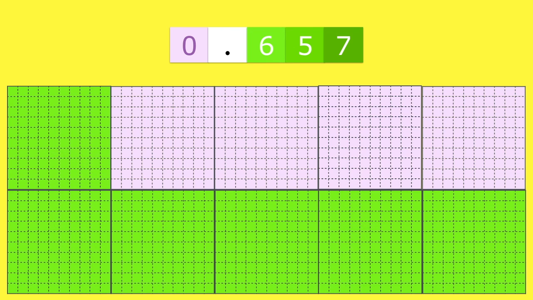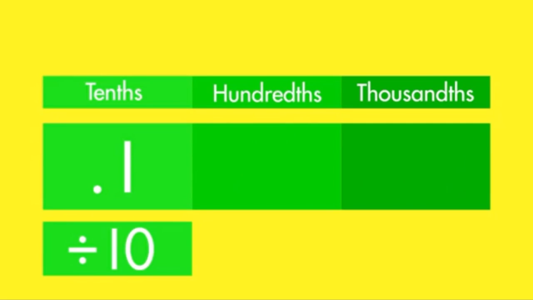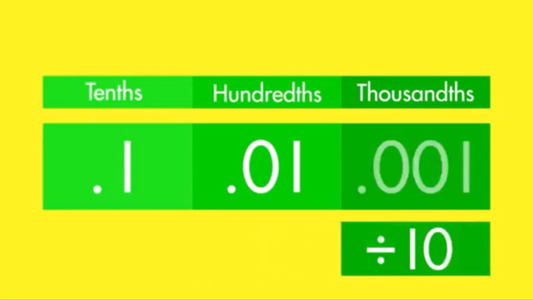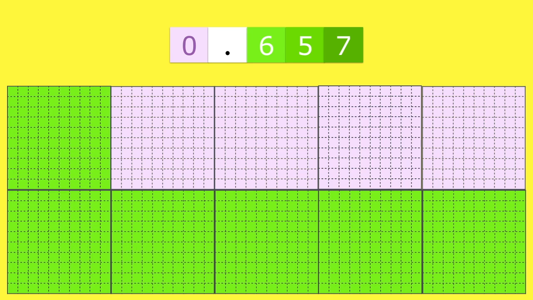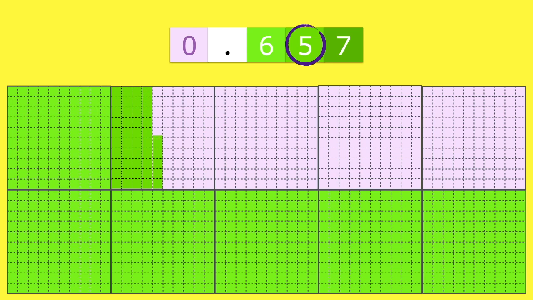Next, let's look at the hundredths place. Since we know all place values decrease by increments of 10, we know that a tenth divided by 10 is 1/100th. In this model, the tenths are made up of 100 tiny squares, so 1/100th is made up of 100 divided by 10 tiny squares. This can be represented as a tower of 10. In this number, we have 5 hundredths. 1, 2, 3, 4, 5 hundredths.